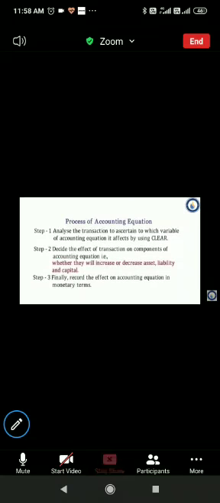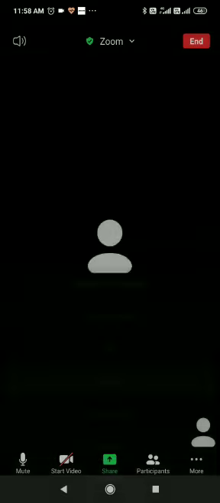Step 3: finally record the effect on the accounting equation in monetary terms. When you have seen whether you have to plus or minus, you will finally record it in the accounting equation. After every transaction, you have to see whether the accounting equation is balanced or not, meaning the total of assets should be equal to liabilities and capital. I hope till here I am clear to everyone.